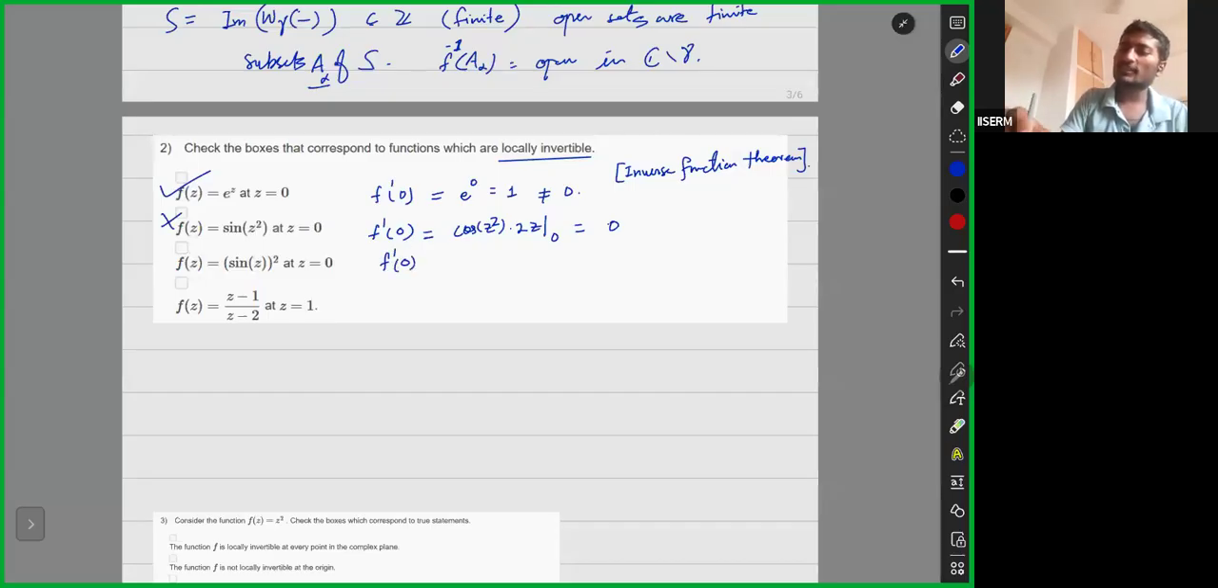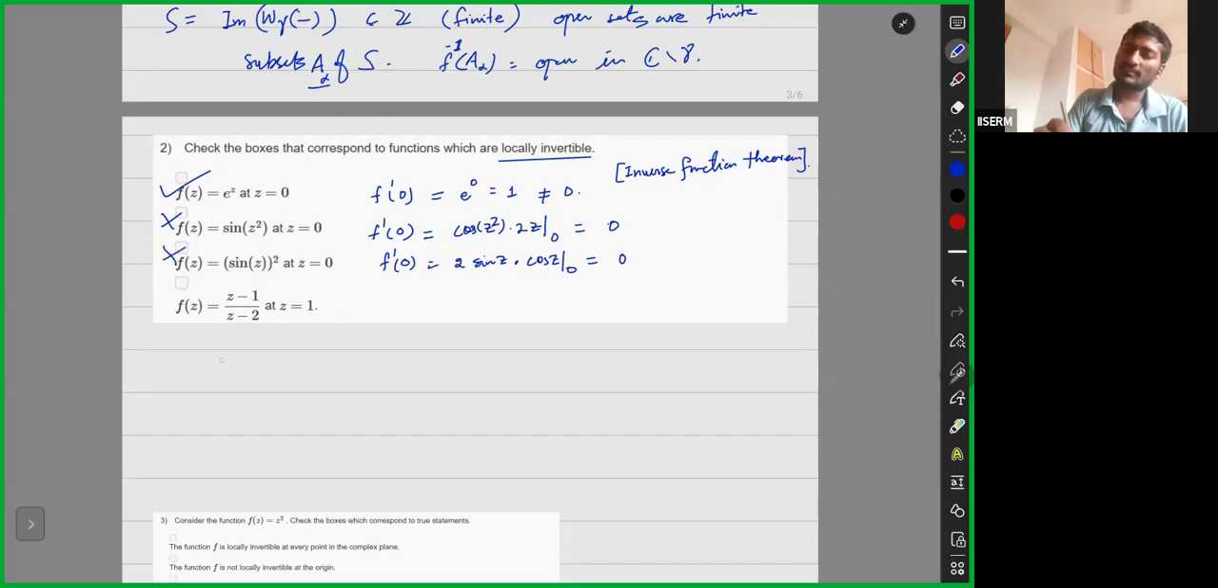Here f prime at 0, we are going to calculate, becomes 2 into sin z into cos z. Evaluated at 0, what will it become? Sin 0 is 0, so everything is 0. So this is incorrect.